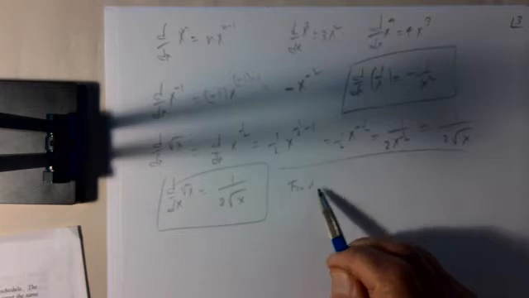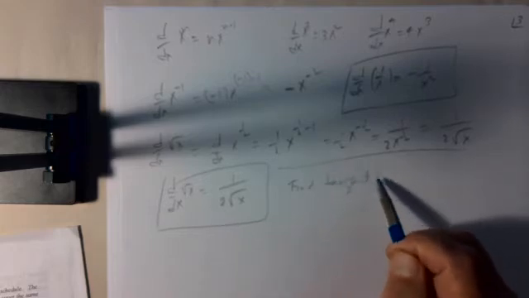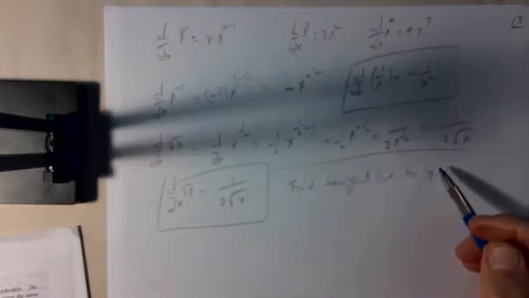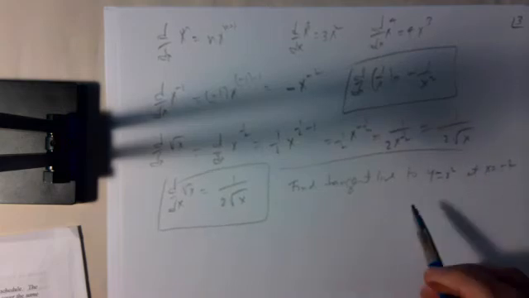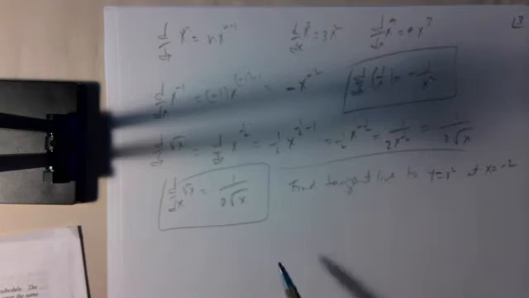So for example, this is just a very simple case. Find the tangent line to the curve y equals x squared at x equals minus 2. So we're looking at the function f of x equals x squared. The derivative of x squared is 2x. When x is minus 2, the derivative at minus 2 is 2 times minus 2, or minus 4.